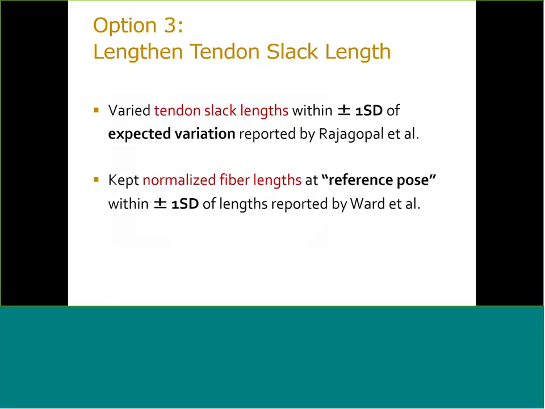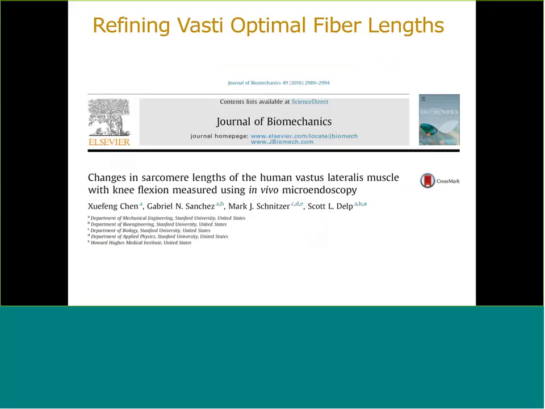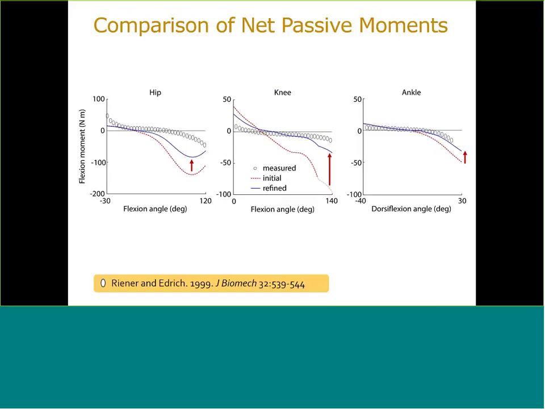We also refined the optimal fiber lengths in the vasti muscles to match estimates of in vivo measurements of sarcomere lengths reported by Chen and colleagues, where they used microendoscopy to measure sarcomere lengths at given knee angles. So here we have the net passive moments around the hip, knee, and ankle as a function of joint angle obtained from the initial and refined models, compared with experimentally measured passive moments reported by Riener and Edrich. You can see that the net passive moments around all three joints using the refined model match better with the experimental data than the initial model.